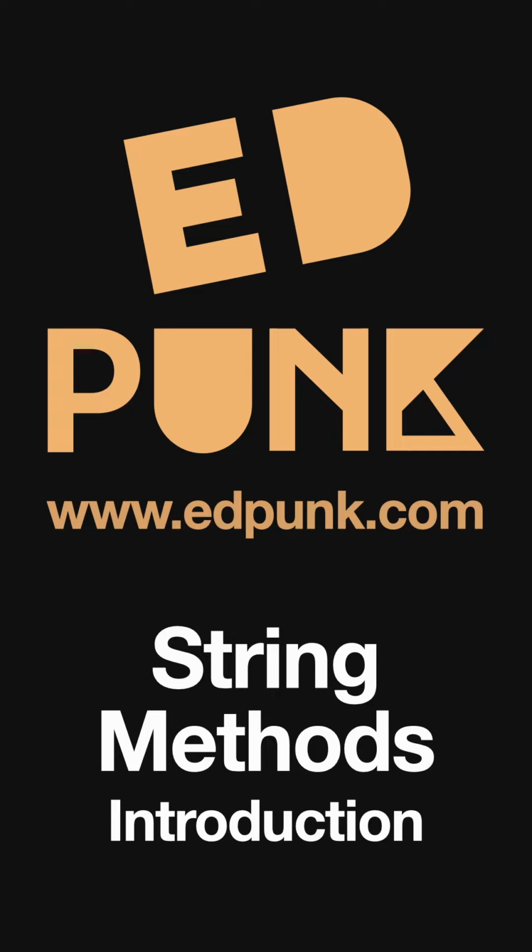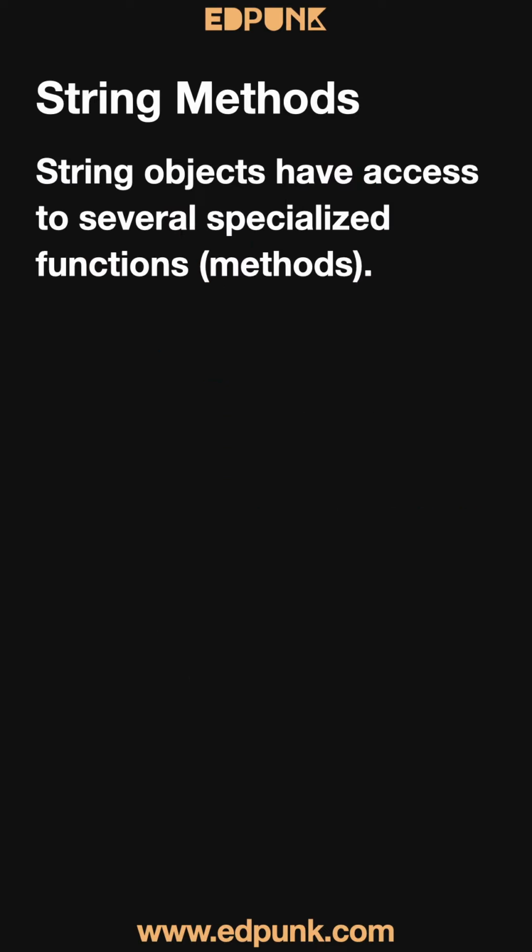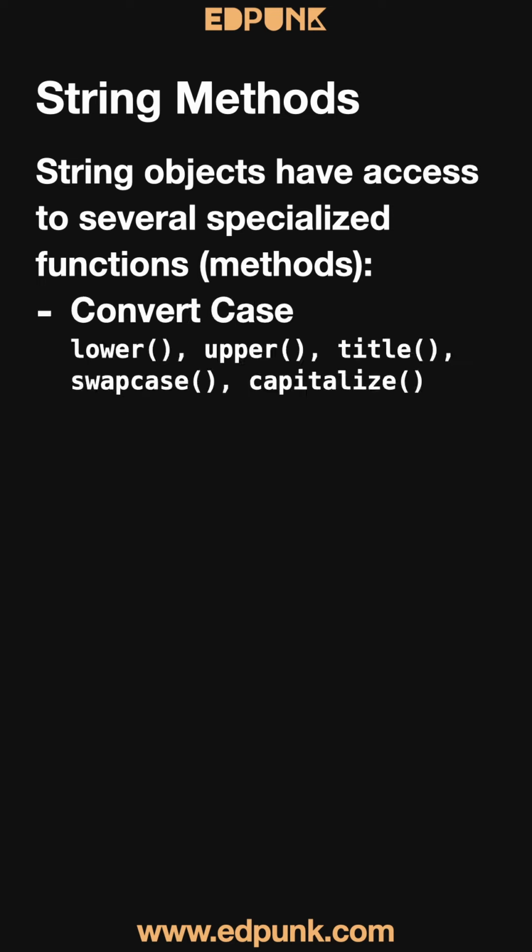Hi friends, in this video, you will get a quick overview of the various string methods available in Python. Methods are specialized functions only available to an object of specific data type. String objects have access to various methods which can be categorized as case conversion methods such as lower, upper, title, swapcase and capitalize.